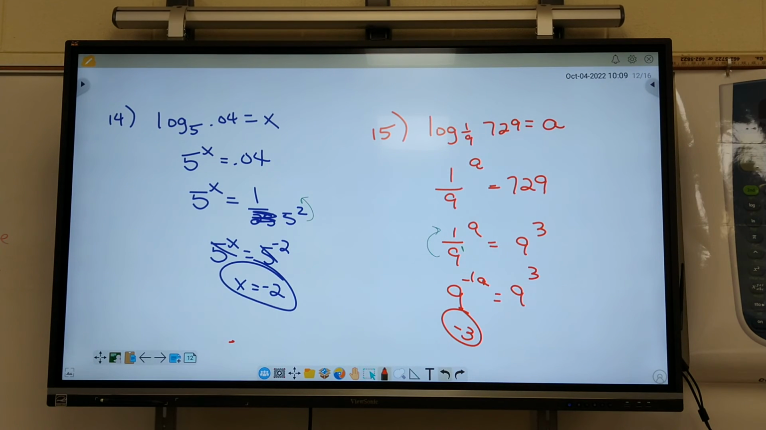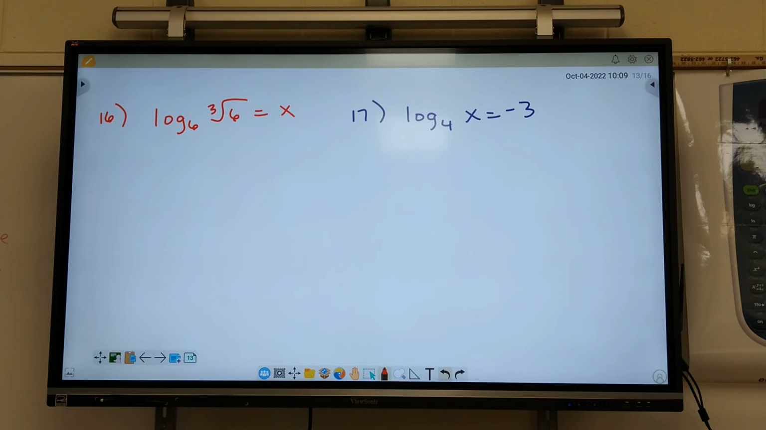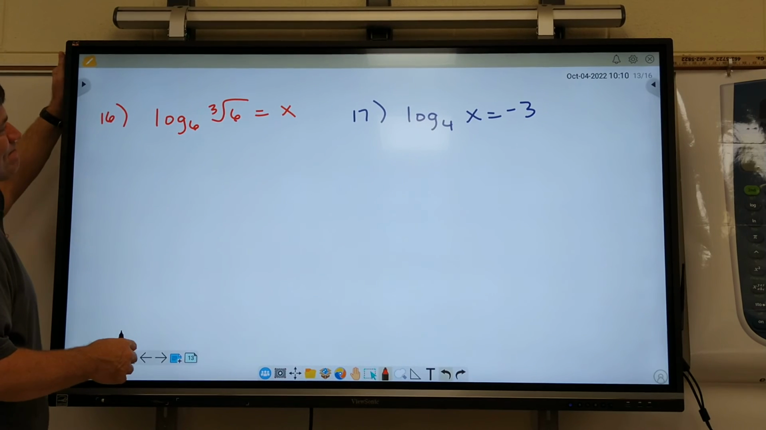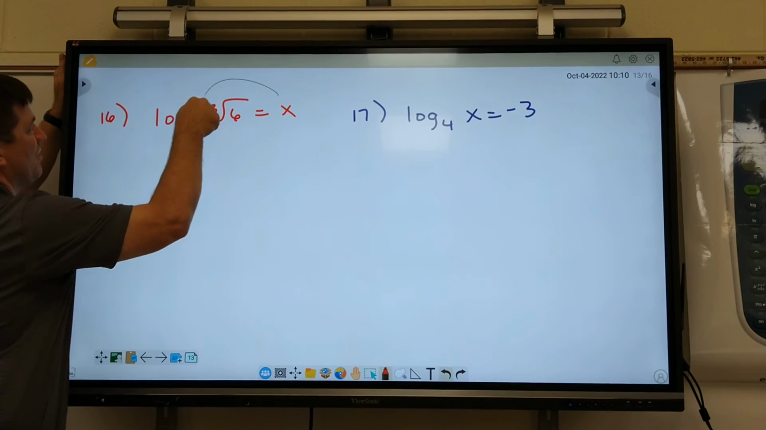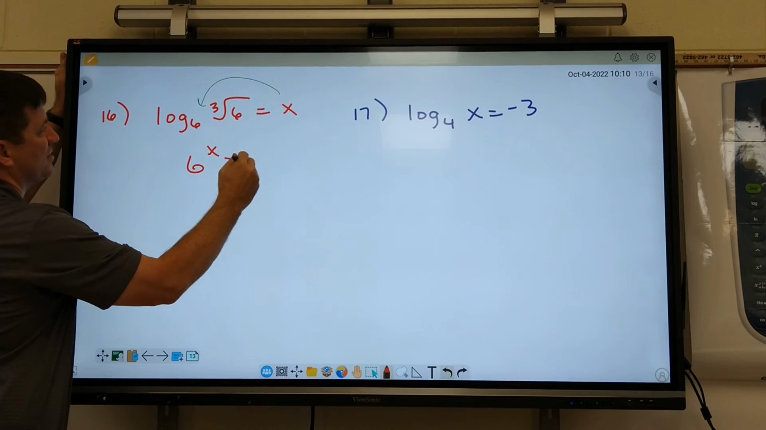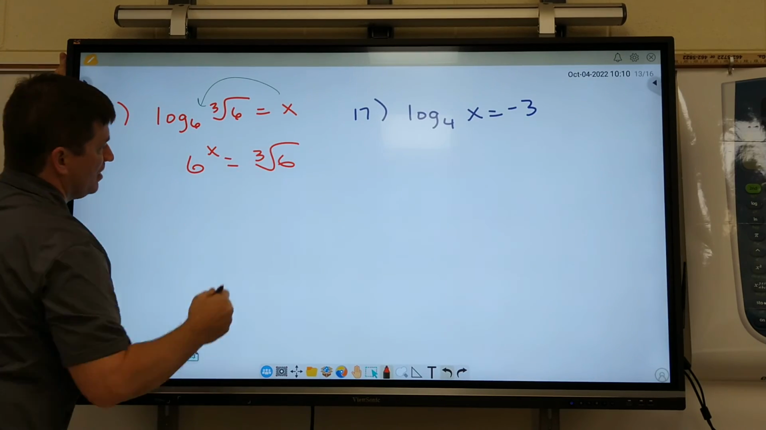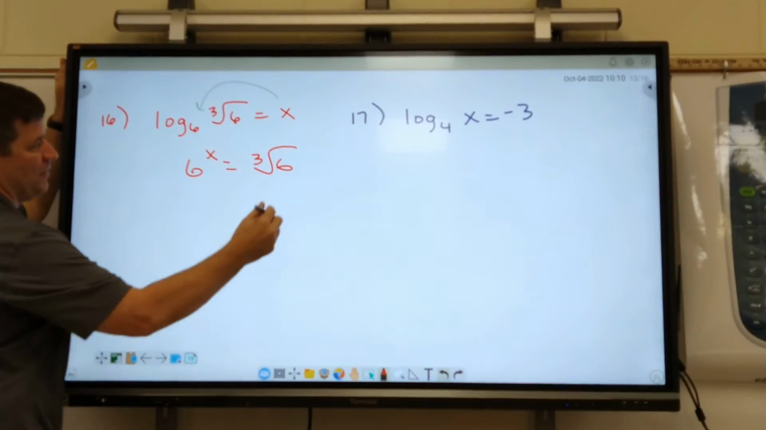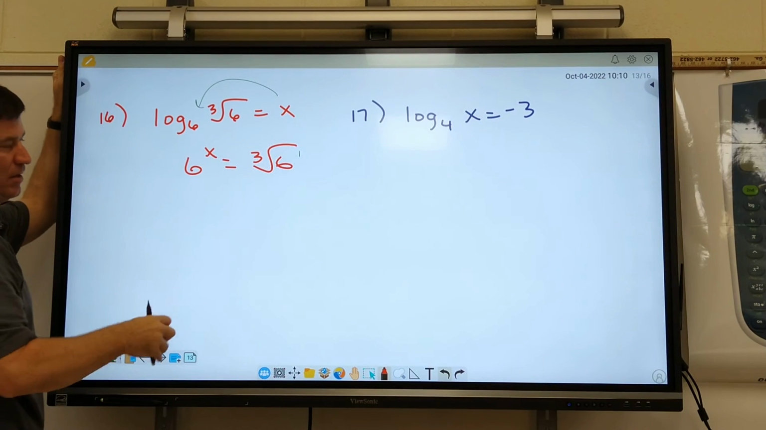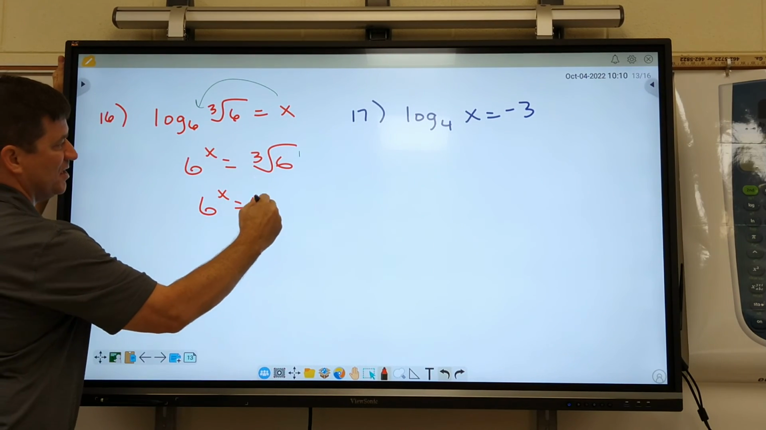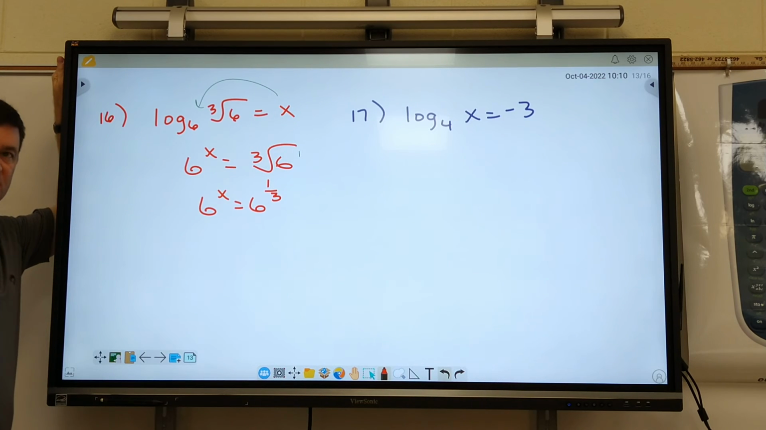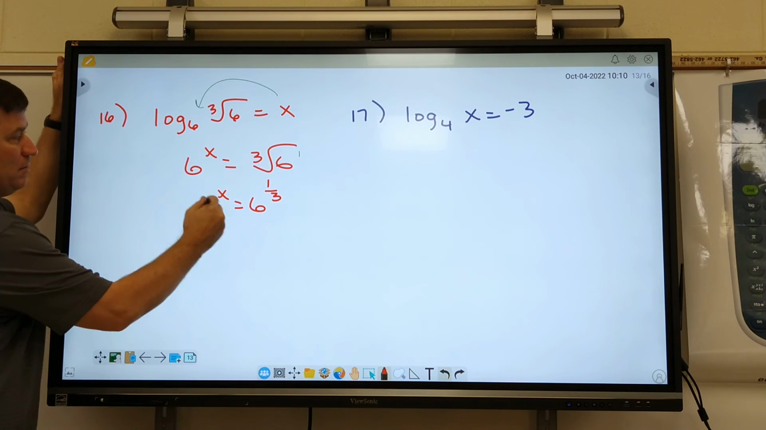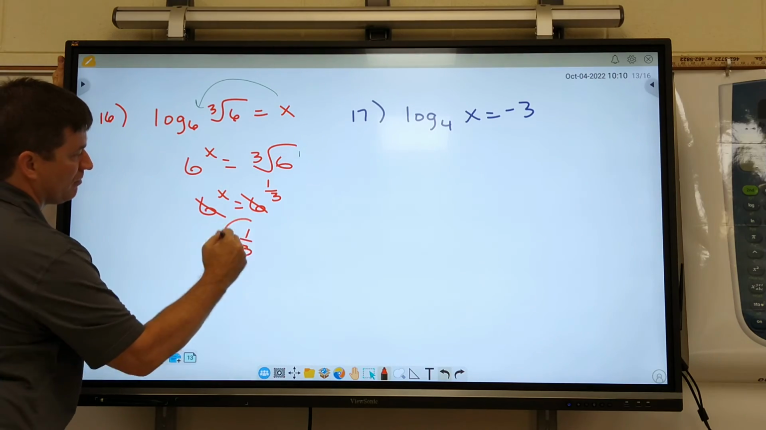If I show you 16, y'all should be able to do 16. 1/2. Willie says 16's 1/2. It's not true. Not true. Willie, set up 16 for us. That's going to be my exponent. So it's 6 to the x equals cube root of 6. All right, don't forget. That's a 1, that's a 3. We just went over that. So that's 6 to the 1/3, right? So it's not going to be 1/2. It's gonna be 1/3.